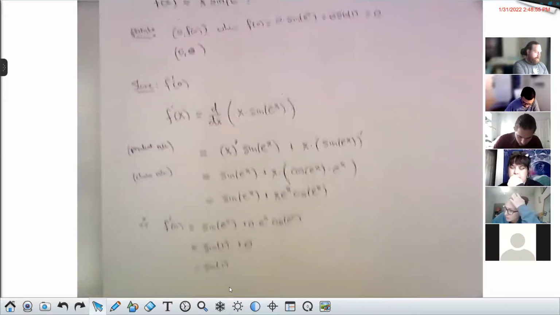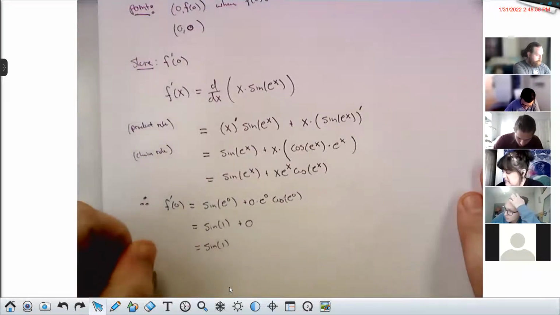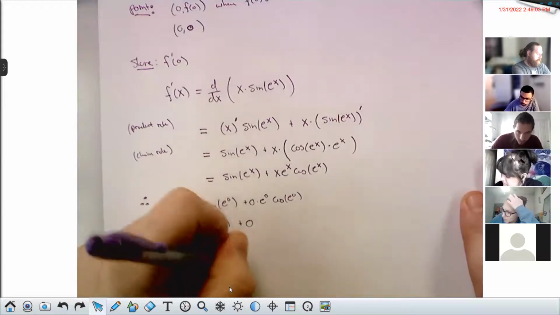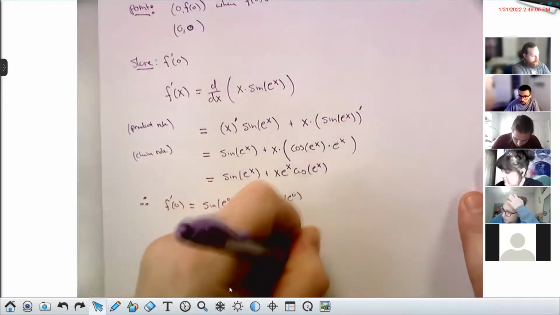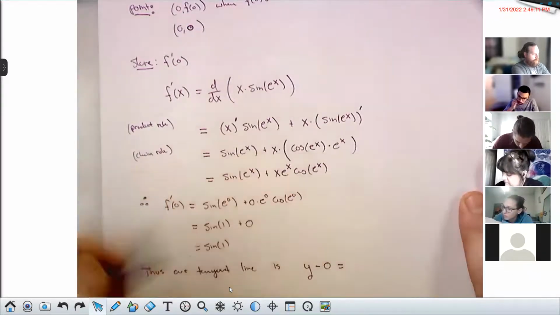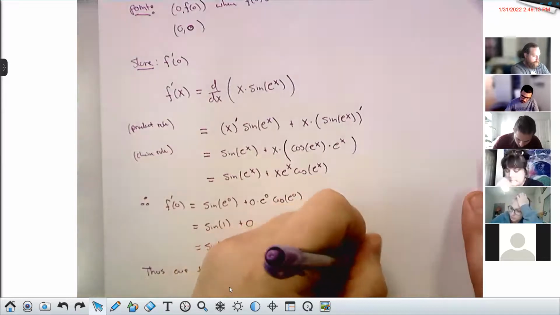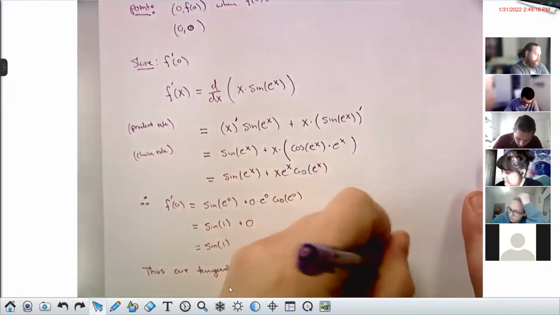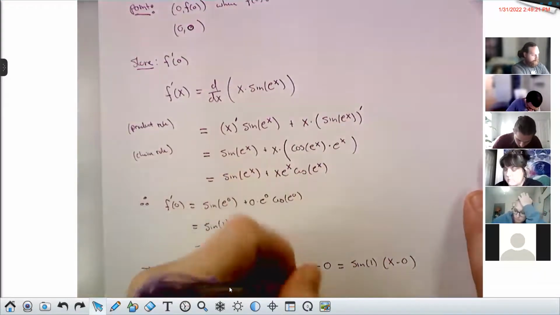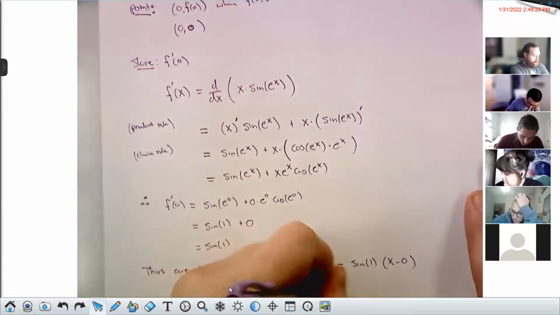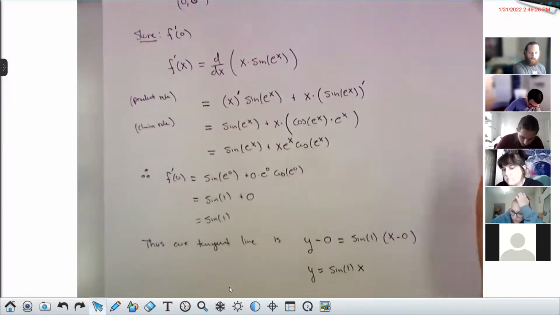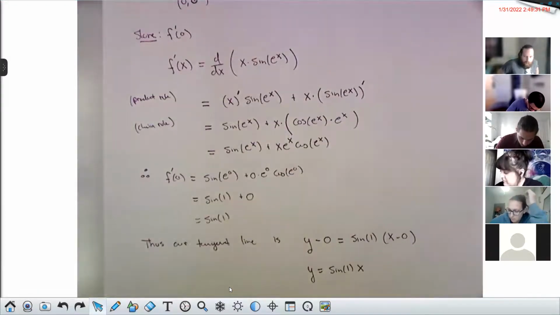So our tangent line is y minus the y value at my point, which is 0, equals m, which is the sine of 1, times x minus the x value at our point, which is also 0. In other words, y equals the sine of 1 times x. And that's a pretty funky looking line, but it is a line.